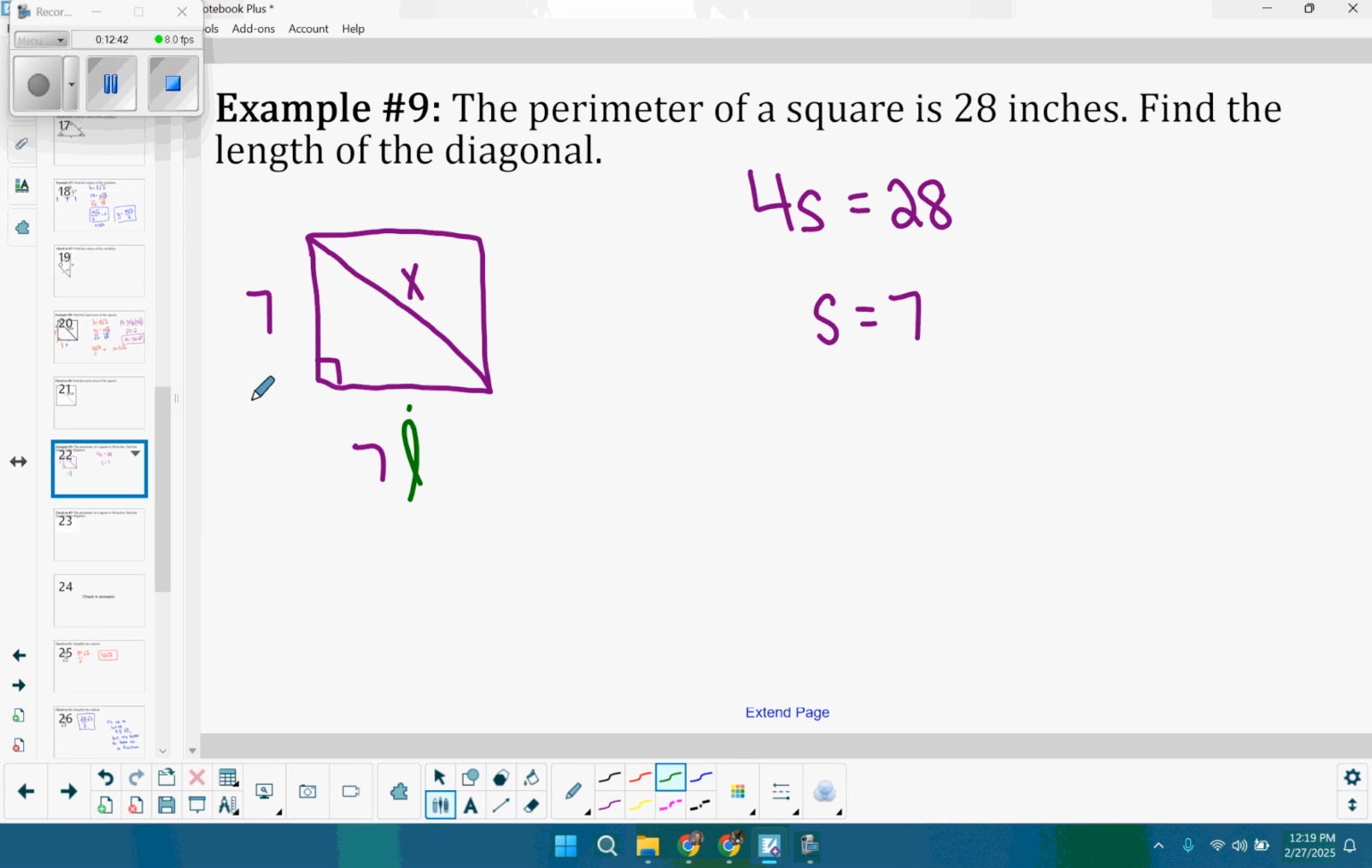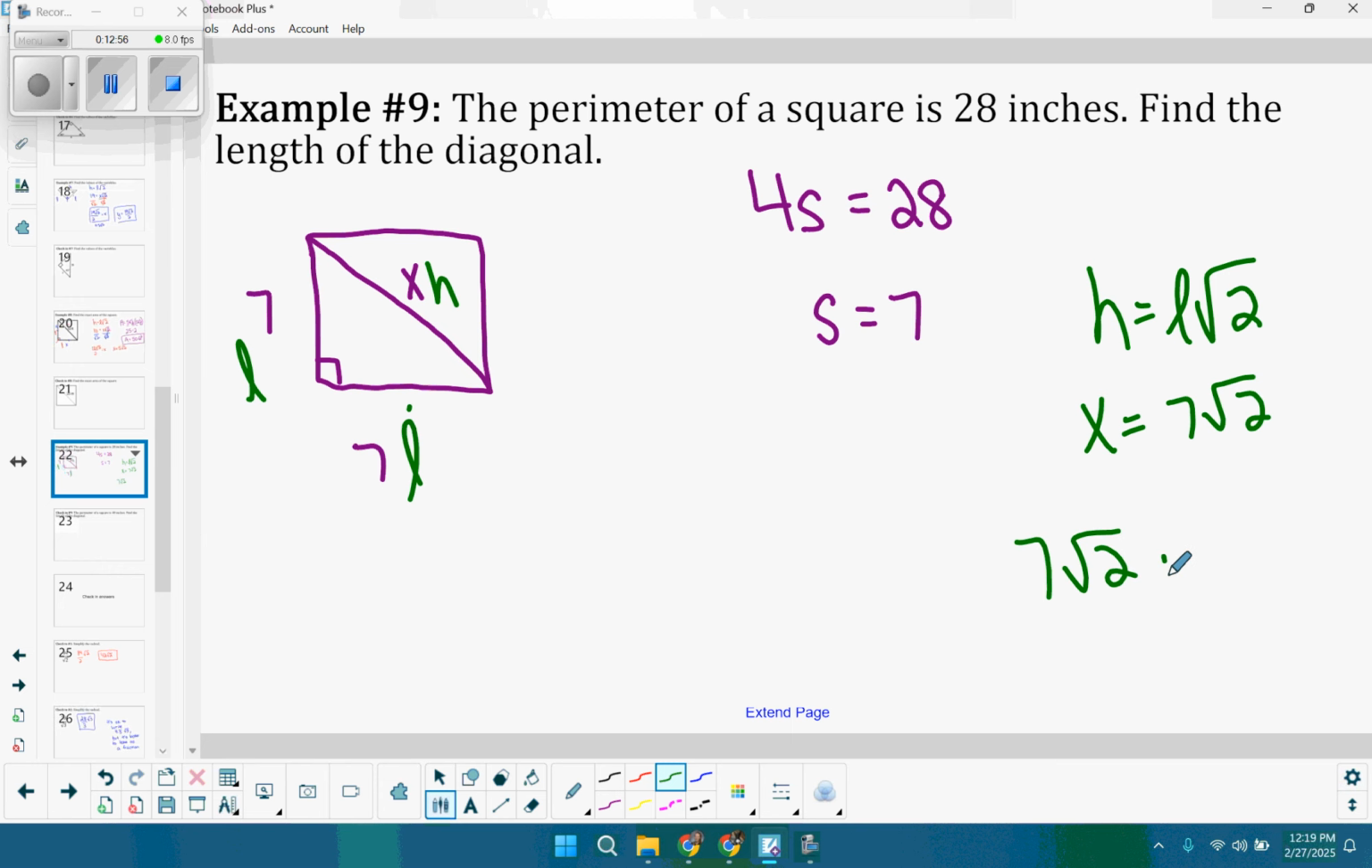We have a leg, a hypotenuse. We'll do h equals L root 2. So x equals 7 root 2. And that's it. 7 and root 2 are not in common. Can't do anything. So 7 root 2 inches is our answer.